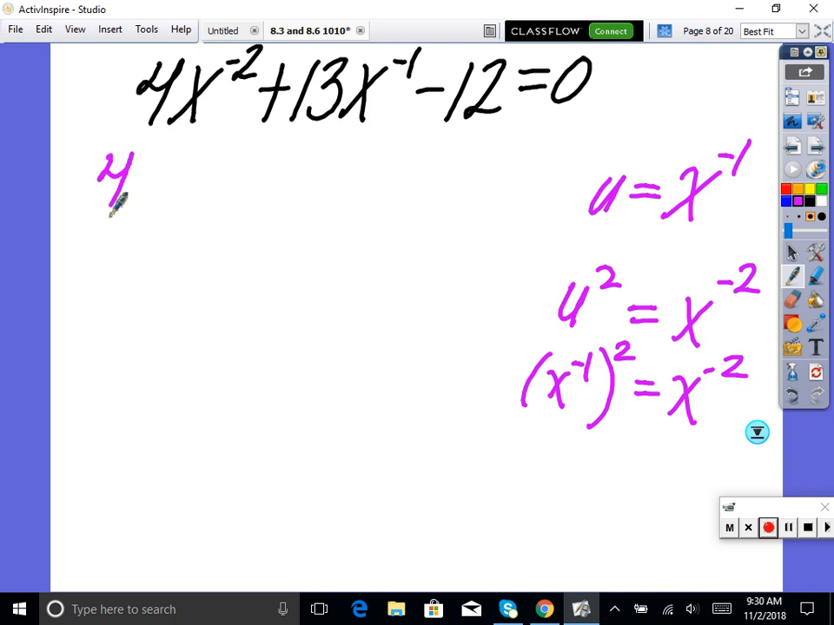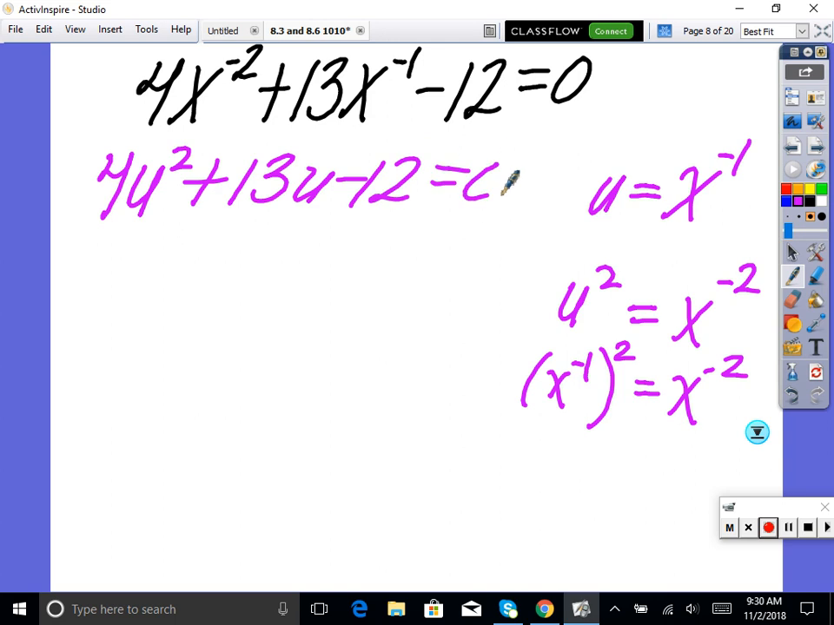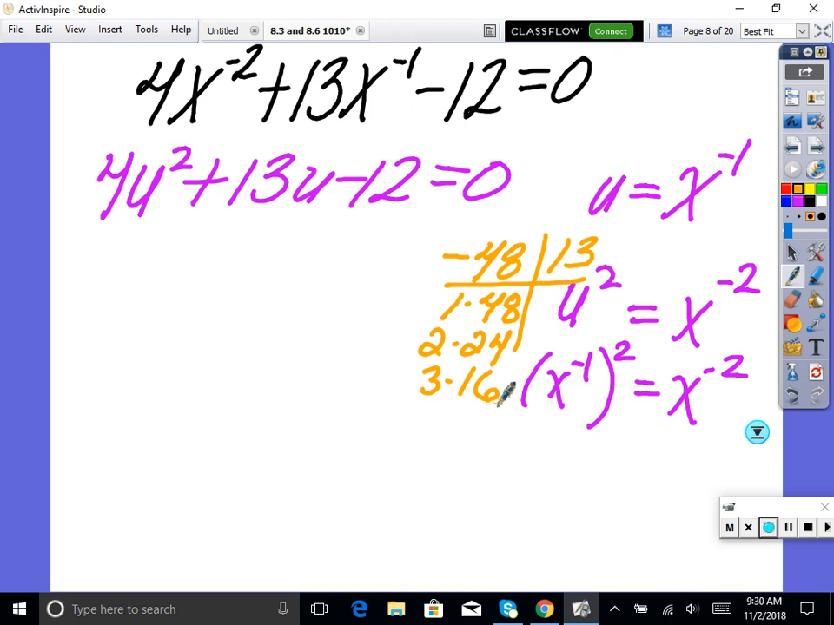So then we have 4u squared plus 13u minus 12 equals 0. Let's continue this one because it does come out a little interesting when solving. What multiplies to be negative 48 and adds up to be 13? Now first hour everyone's like, I don't know. So start listing out. 1 times 48, 2 times 24, 3 times 16, and you're going to come across it. Well, there it is, isn't it? So the negative would be here.